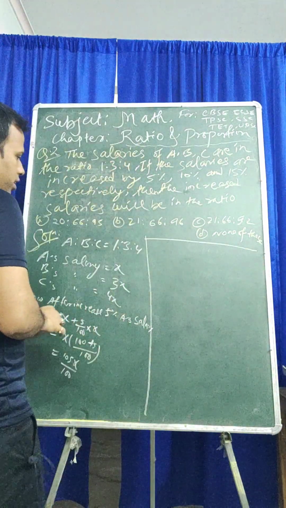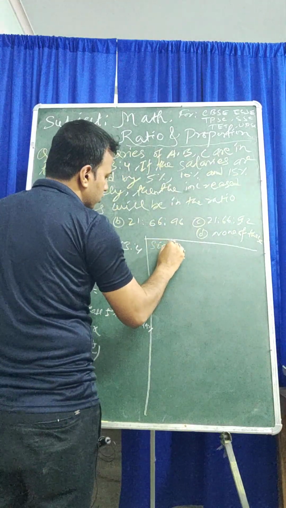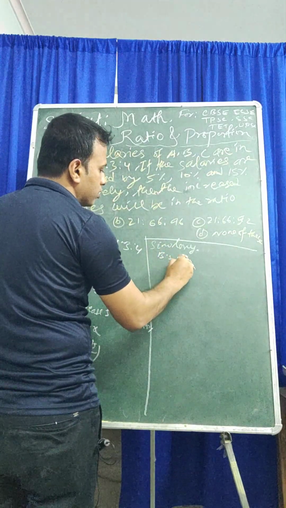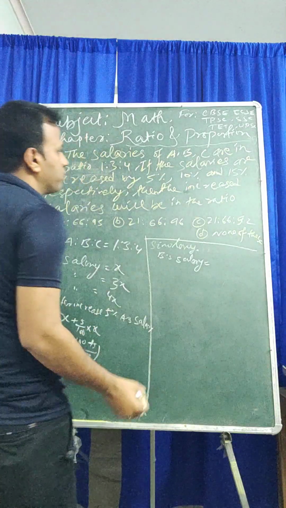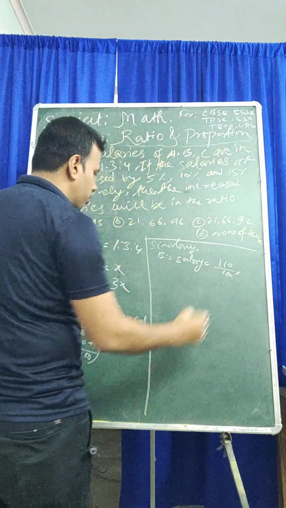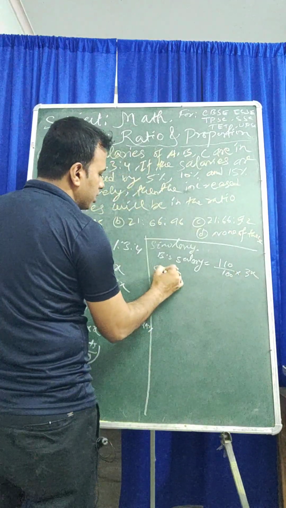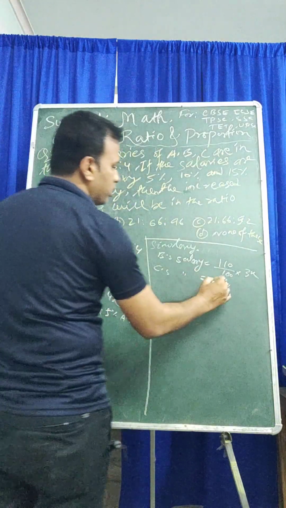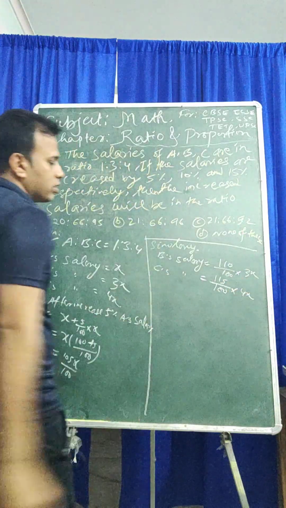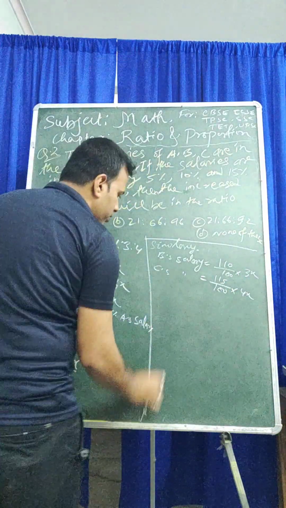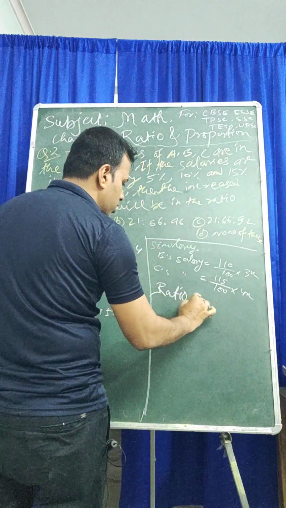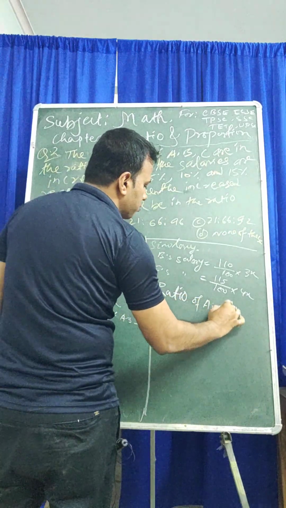Similarly, B's salary after increasing will be 110 by 100 into 3x. And C's salary after increasing 15% will be 115 by 100 into 4x. Now we have to find the ratio. The ratio will be the ratio of salaries A, B and C.